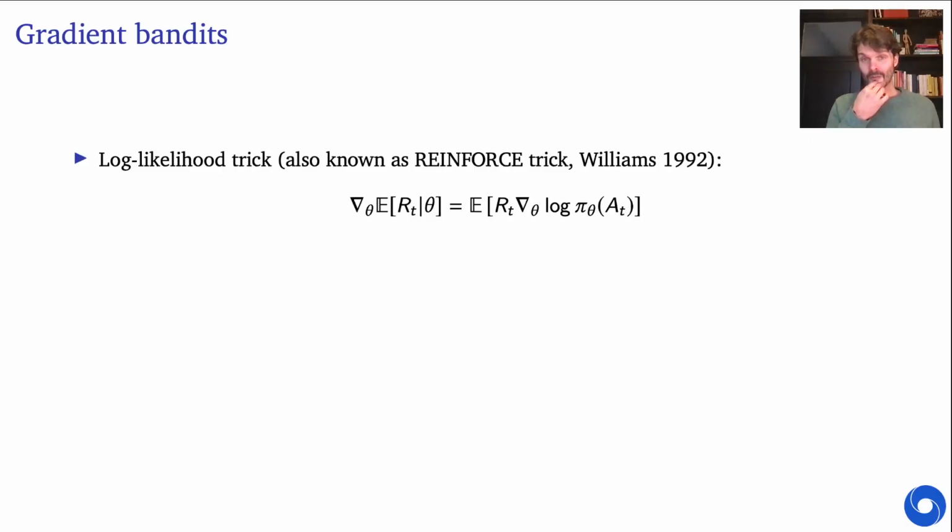So this is just to condense this derivation from the previous slide into the main output, which is that we've now been able to rewrite the gradient of the expectation of the reward under the policy parameters as the expectation of the reward times the gradient of the logarithm of the policy of taking that action, A_t.